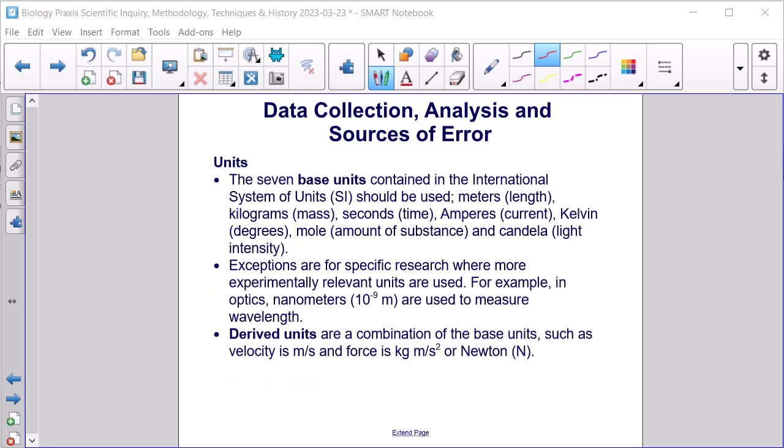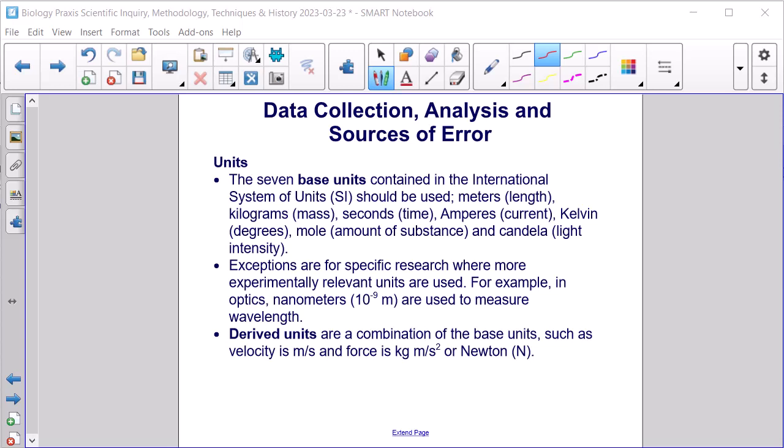The 7 base units contained in the International System of Units, SI, should be used. Meters for length, kilograms for mass, seconds for time, amperes for current, Kelvin for temperature, mole for amount of substance, and candela for light intensity. Exceptions are for specific research where more experimentally relevant units are used.